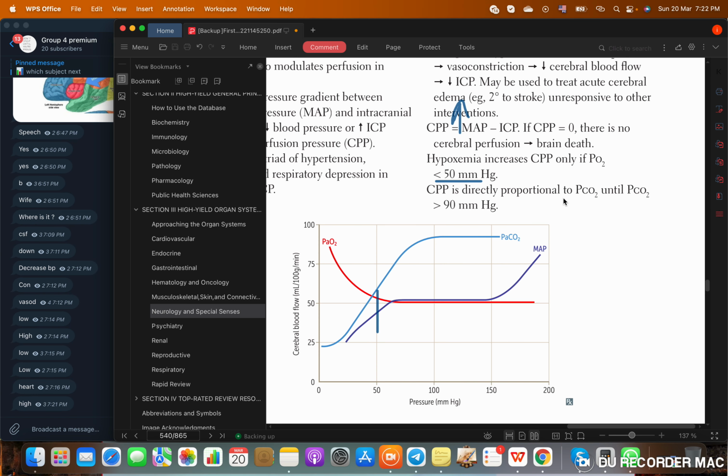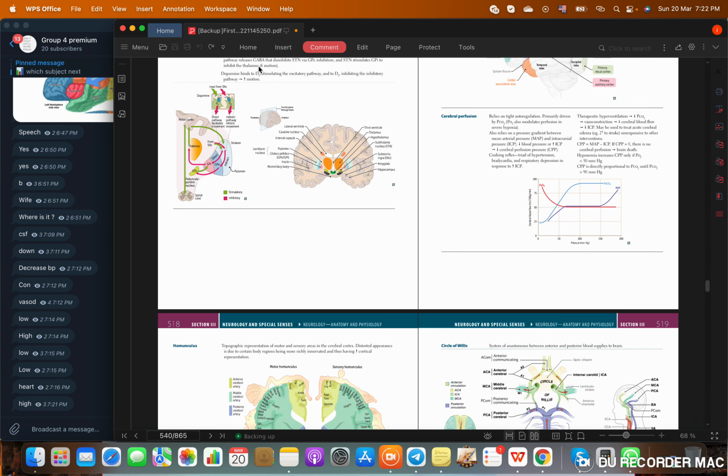CBF is directly proportional to the PaCO2 until the PaCO2 goes beyond 90. Notice what is happening here at this point. After 90, it doesn't matter how much you increase the CO2, it will stay the same. Nothing will change. Okay, good.